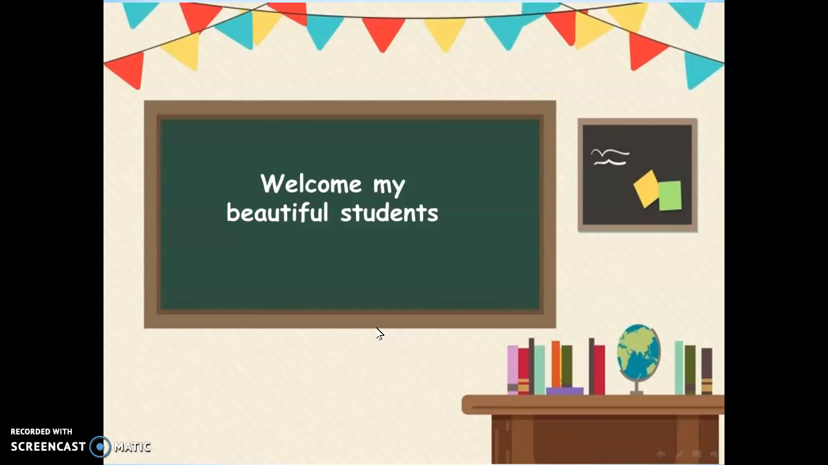Today, inshallah, we will finish our subject in our book We Can, and we will take the last lesson with me, which is lesson 4. After that, we will take a revision.